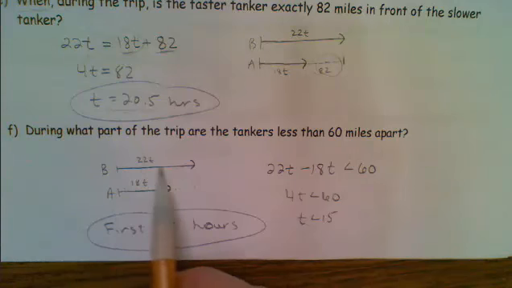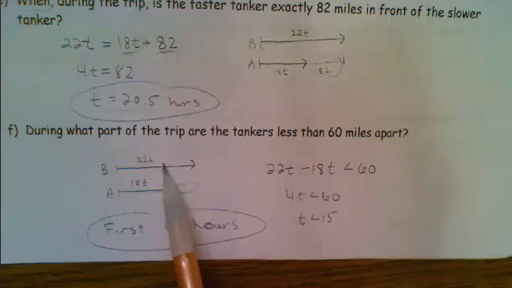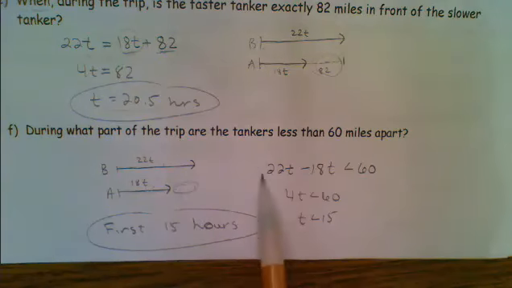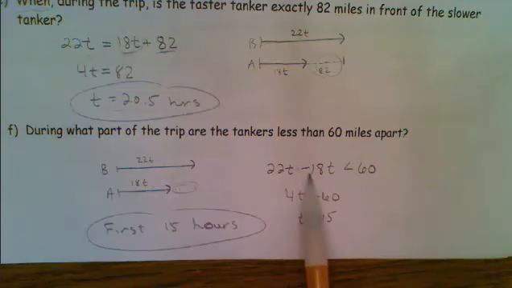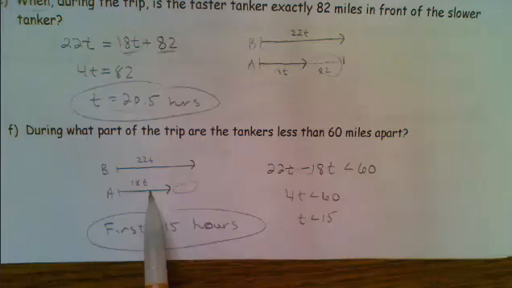So if this is tanker B and this is tanker A, I want to know, when is that distance less than 60? When I set it up, I took the distance of the faster one minus the distance of the slower one, because I subtracted, and asked when that distance between them is less than 60. I solved that and got less than 15. So really anything less than 15, which means from when they started to 15 hours, they were less than 60 miles apart.